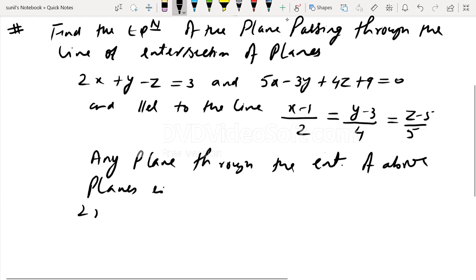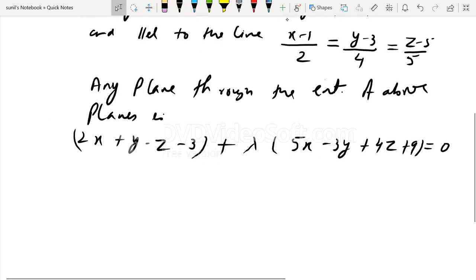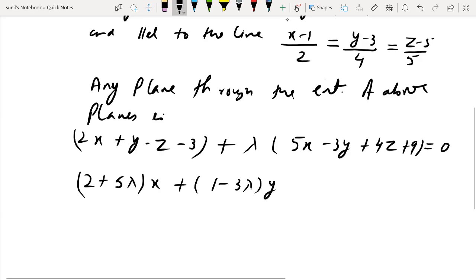is simply 2x plus y minus z, bringing the constant term to the left hand side, plus lambda times 5x minus 3y plus 4z plus 9 equal to 0. Now let us simplify it, and we can write this as (2 plus 5 lambda) of x plus (1 minus 3 lambda) of y, and plus (4 lambda minus 3) of z, minus 3 plus 9 lambda is equal to 0.